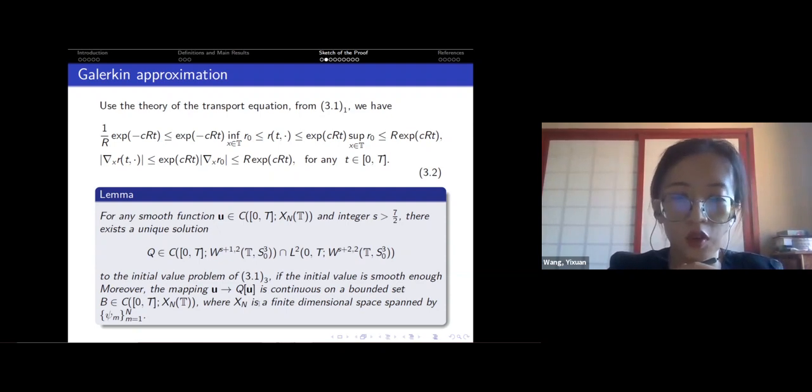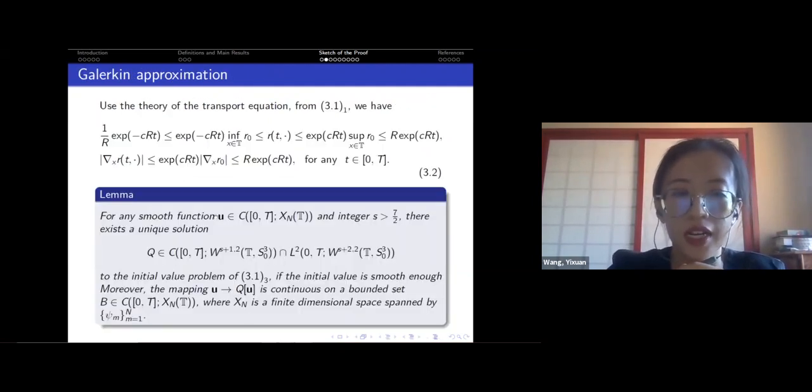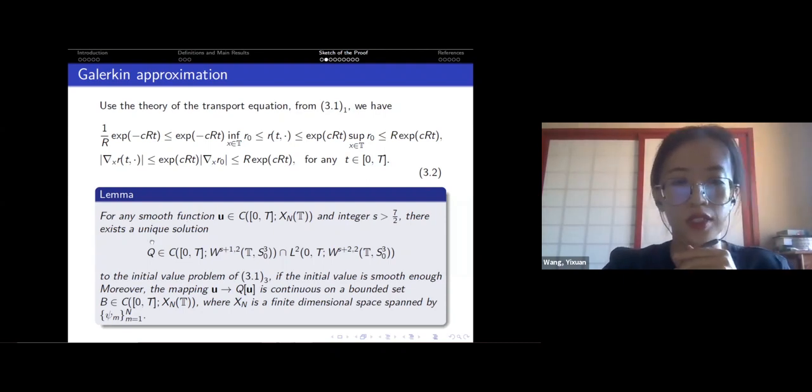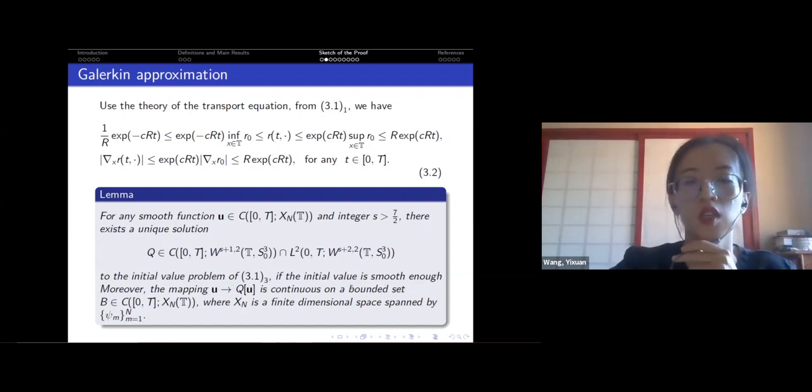And for the existence of the Q tensor, we say that for a given u in C([0,T]; X_n), a finite dimensional space, and any integer s bigger than 7/2, there exists a unique solution Q that is in C([0,T]; W^{s+1,2}) and L^2(0,T; W^{s+2,2}), given the initial value problem like this. And also, if the initial value is smooth enough, this mapping is continuous on a bounded set.